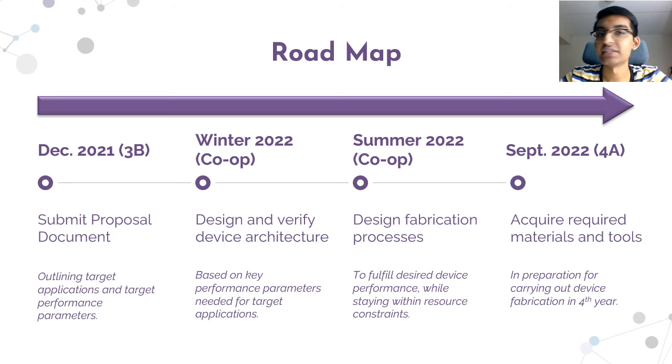This includes designing the electrode and the hydrophobic surface layers and other involved device components. In the summer of 2022, we plan to design the fabrication processes we'll need to perform the fabrication of the device that we've designed. We aim to customize the fabrication processes to fulfill our device performance that we want to achieve while staying within the resource constraints. In September of 2022, in our 4A term, we'll begin to acquire the required materials and tools needed for fabrication.